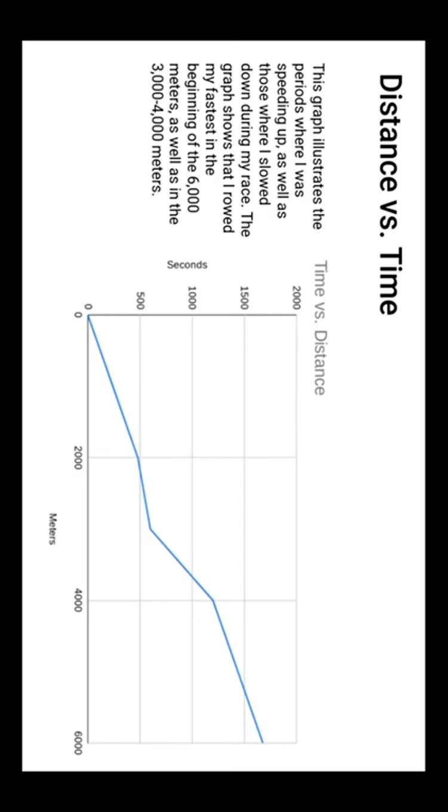My first graph shows the periods where I was speeding up as well as those where I slowed down during my race. The graph shows that I rowed the fastest in the beginning of the 6,000 meters, at a more constant but steady accelerating rate, as well as at the 3,000 to 4,000 meter mark. This shows that during the 3,000 to 4,000 meter mark, I accelerated substantially and then stopped accelerating as much and was erging at a more constant rate.